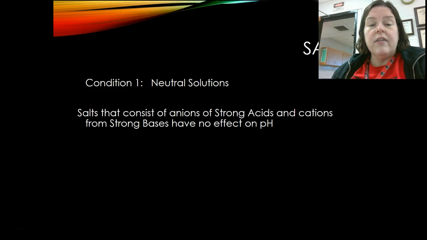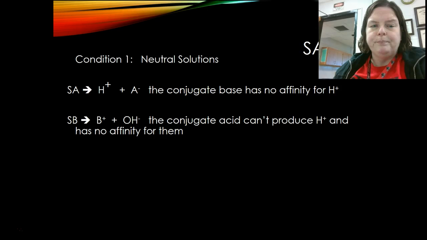So salts that consist of anions of strong acids and cations from strong bases have no effect on pH, and we know that. We know why. Strong acids produce weak conjugate bases, and strong bases produce weak conjugate acids. So if they're weak conjugates, they're not going to be easily accepting or donating. And so we don't have a problem there, and we know things are neutral.